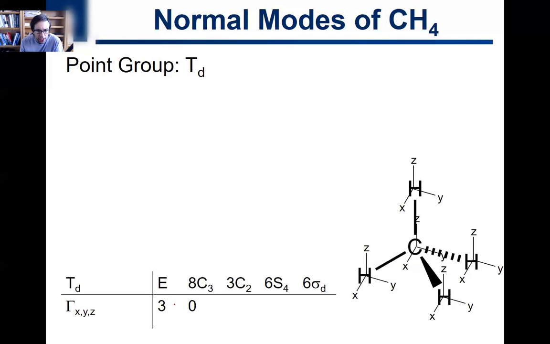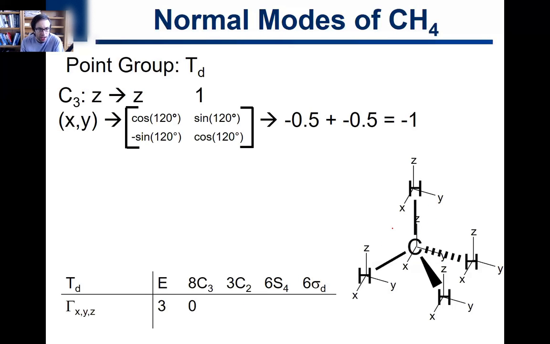Start out with a 3. Doing a C3, okay. Well, the C3 is something where you have to think about this a little bit, right? And so here it is. Z is going to go to Z, right? So we're rotating along this portion. We're doing a 120-degree rotation.